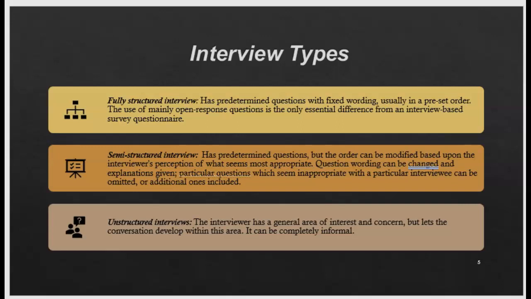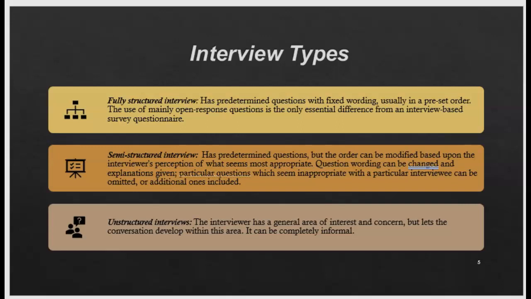You can also not use a question if the participant already answered it in another way or in another question that you had asked. Then you don't need to ask them the question again if you already have the information that is needed. Now, a fully structured interview is predetermined questions, fixed wording, set order. The idea here is that every person is asked the same set of questions and therefore has a chance to give answers to that same set of questions in a similar way.